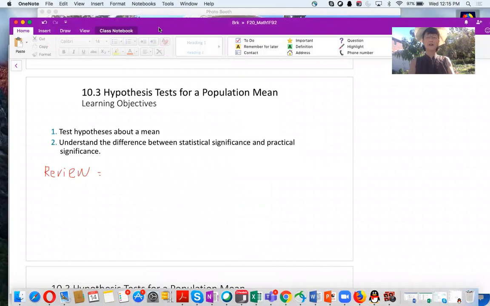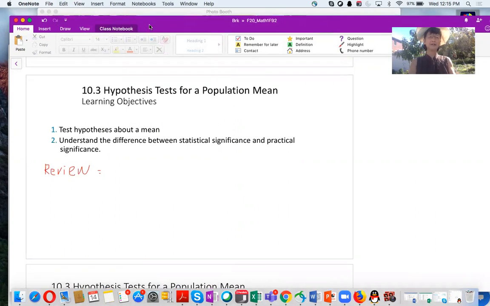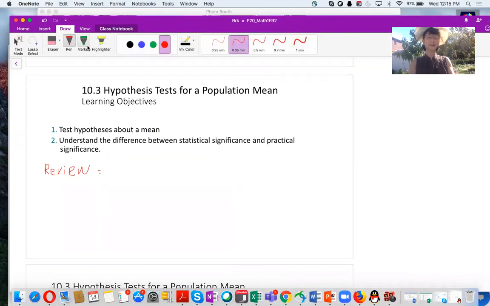So I will start off by reviewing what I did in the last two lectures about hypothesis test. Remember, hypothesis is just a statement or a claim. It is in the format of null hypothesis, H0, which means no change. For example, population proportion P equal to 0.32.